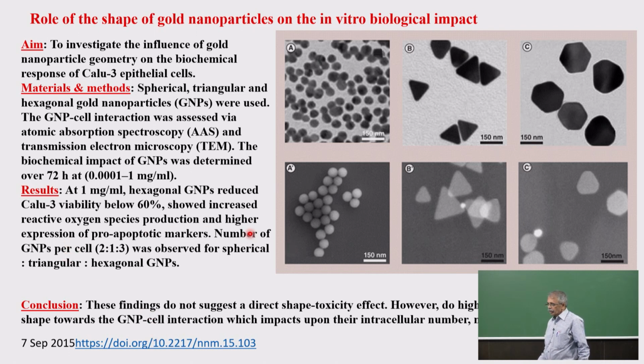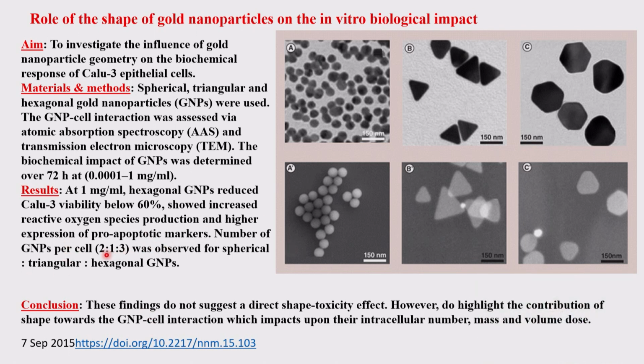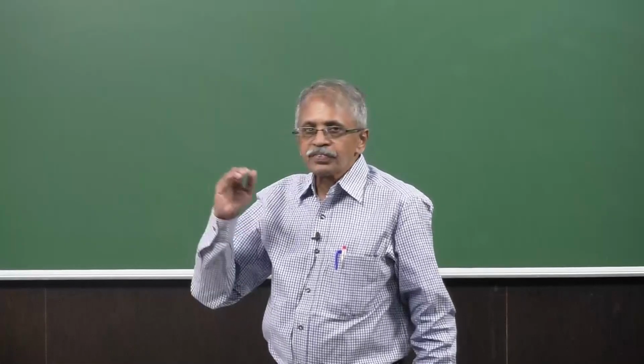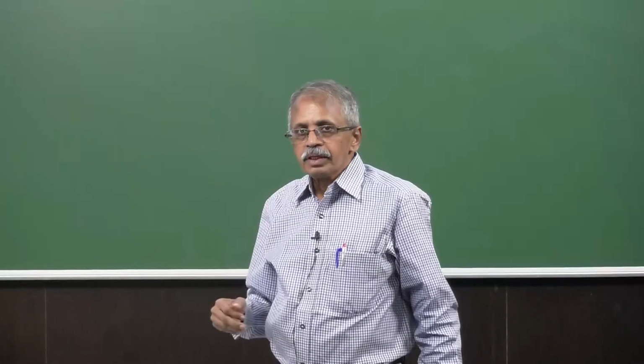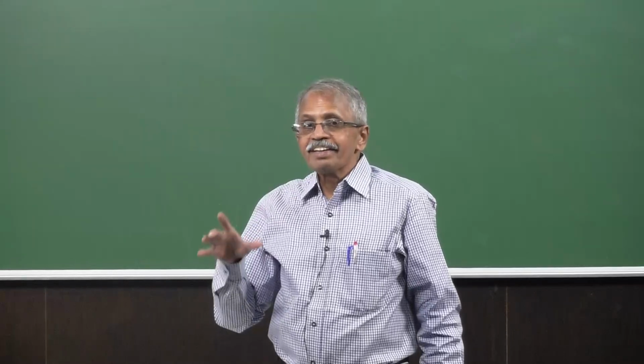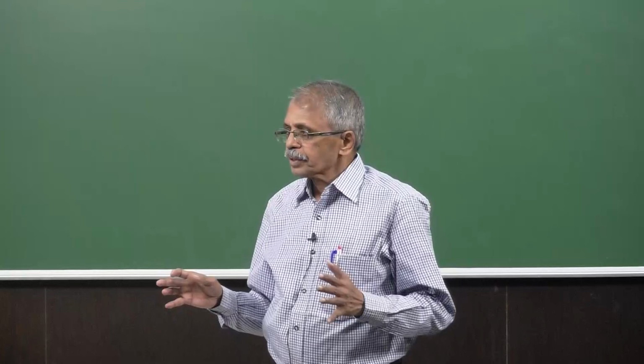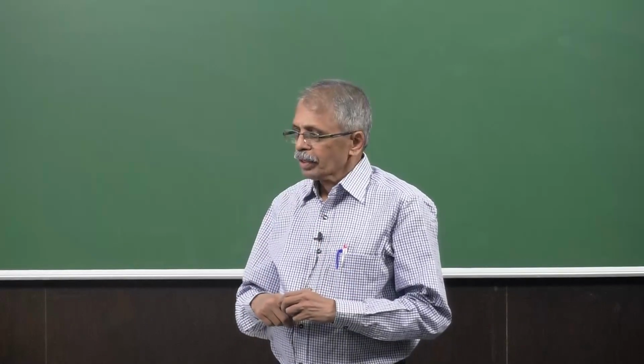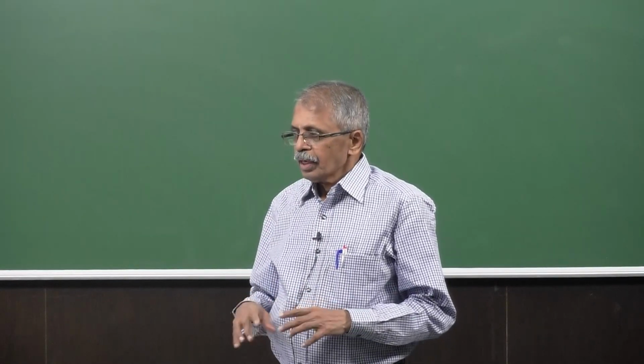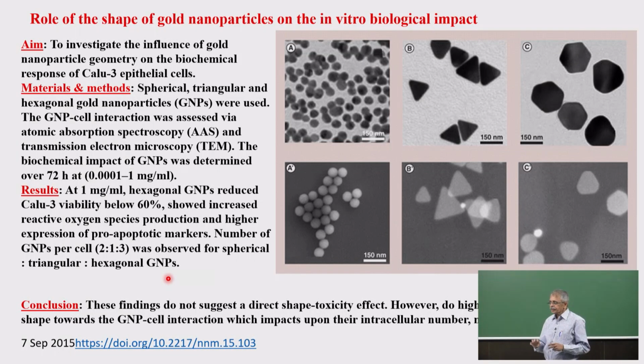So they find 2 of the spherical, whereas 1 of the triangular, 3 of the hexagonal. That means more of the hexagonals have got in as compared to the spherical, as compared to the triangular, for the given experimental conditions. Same cells, same concentration, but gold nanoparticles of different shapes. And the reaction conditions, all the treatments, everything else is the same.